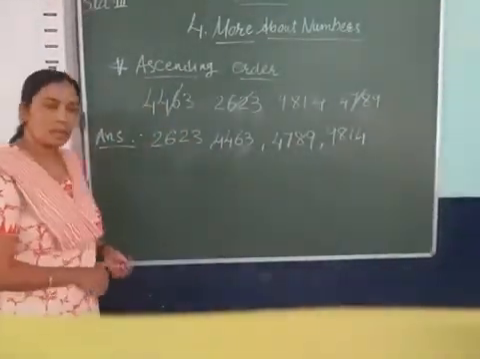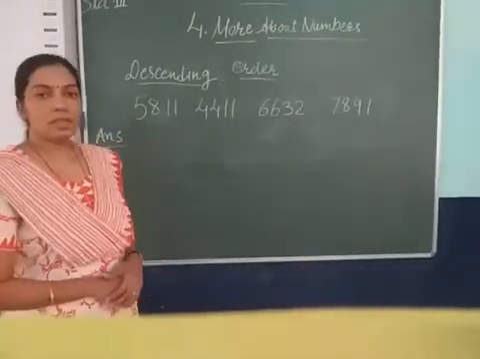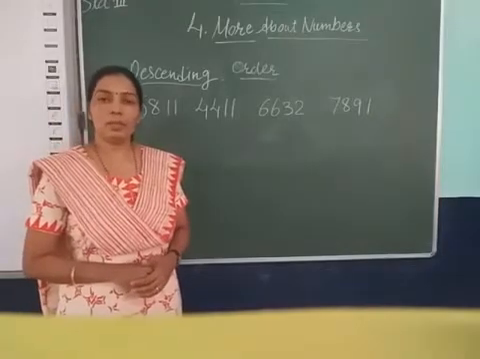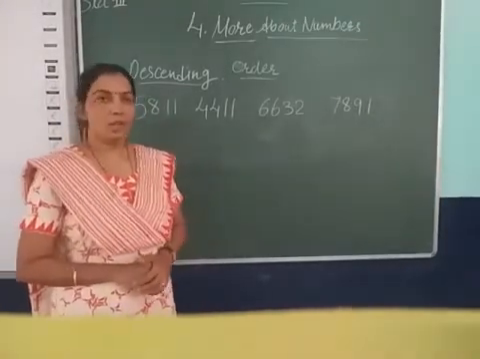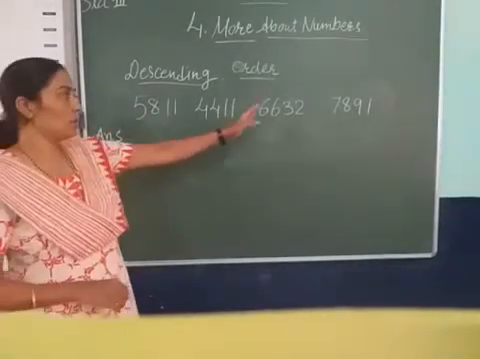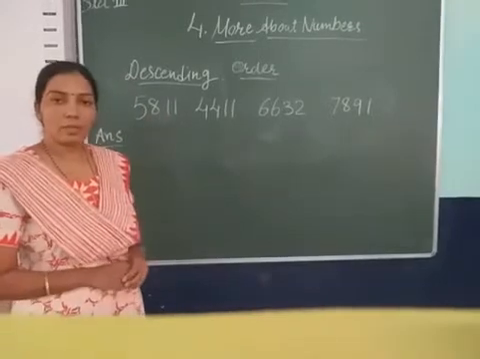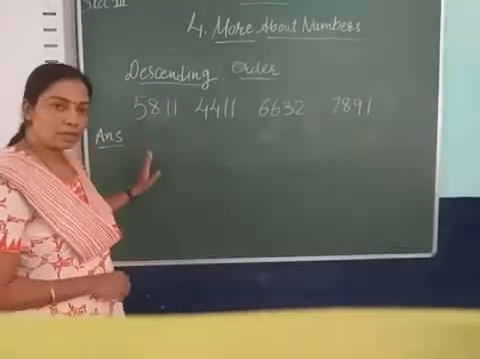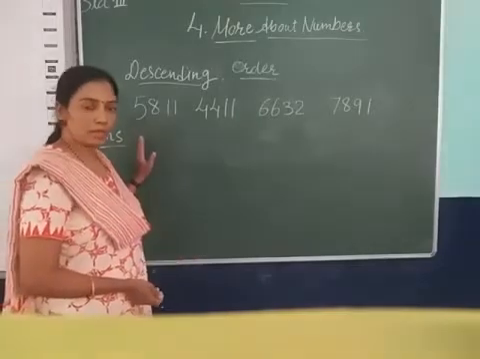Now let me see the descending order. Students, descending order means what? From greater to smaller number. Yes. So to compare these 4 digit numbers, we will find which number is the greatest, then we will put it first. In ascending, the smallest number we put first.